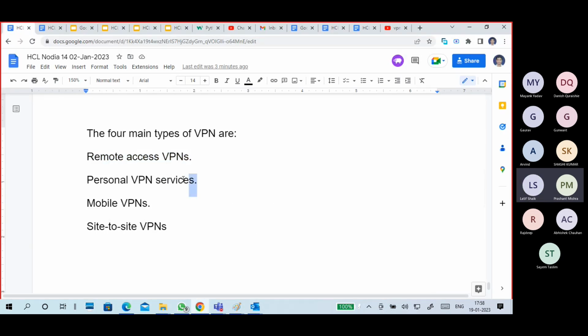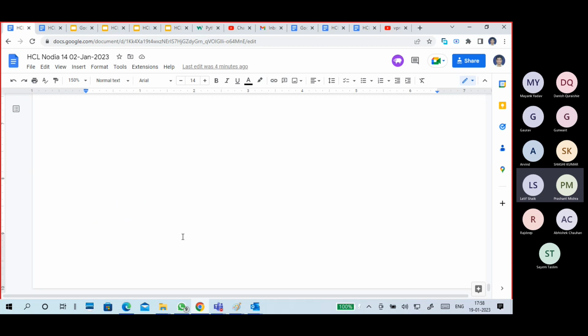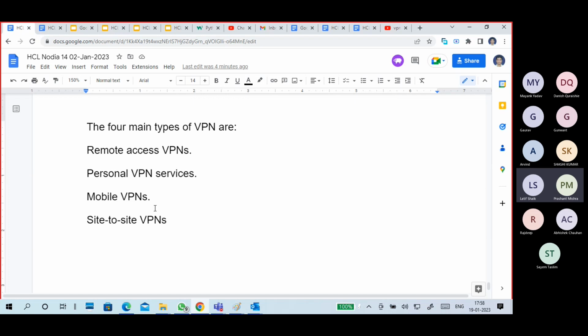Personal VPN services are for their own purposes, connecting their system infrastructure, like remote access only. I have my server in my home, I'm working from my office, and I want to access that information from here. Personal VPNs are for their internal purpose. Mobile VPN: nowadays people are using mobile VPN kind of stuff, that is mobile application VPN.